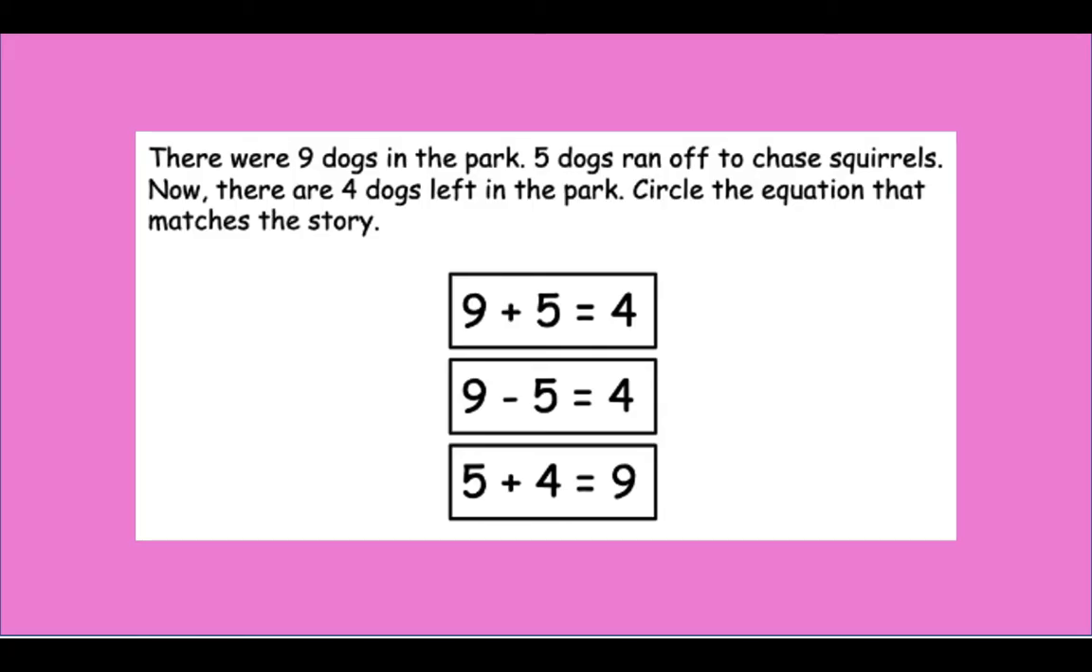All right. So our first one. There were 9 dogs in the park. 5 dogs ran off to chase squirrels. Now there are 4 dogs left in the park. Circle the equation that matches the story. Remember, solve this on your own first. Don't pay attention to these yet. You want to just solve the problem and then figure out, yep, that is the number sentence I need. Go.